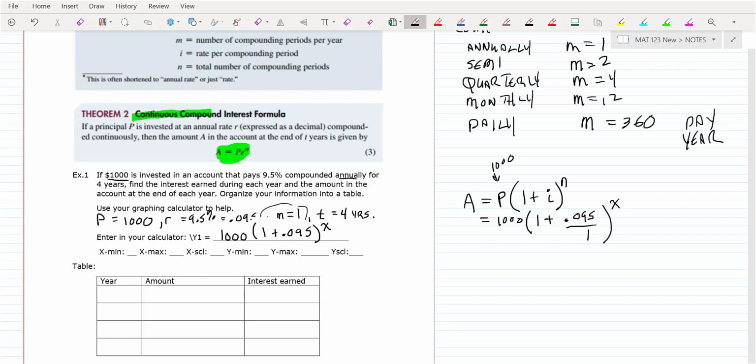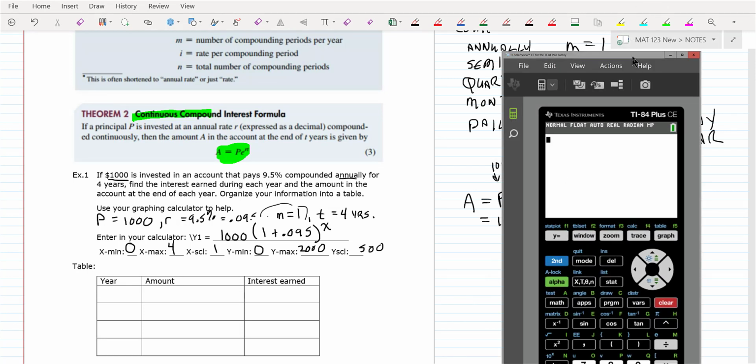And then I'll give you a viewing window to do. I'm just going to have you write down this viewing window. Since we're only going up to 4 years, we're going to go from 0 to 4, scale by 1, and then since it starts at 1,000, let's start Y at 0, and Y max we want to go to 2,000, and then scale by 500. Okay, and you'll see what I'm getting at on this problem. We're going to kind of create a balance sheet on this, and it actually is just as easy to do this problem with a graphing calculator.